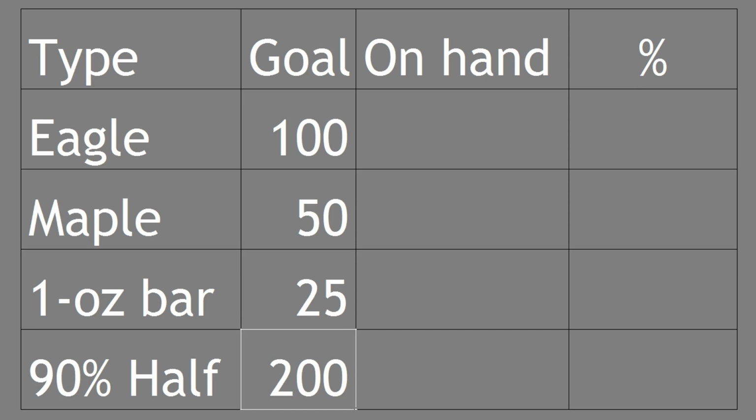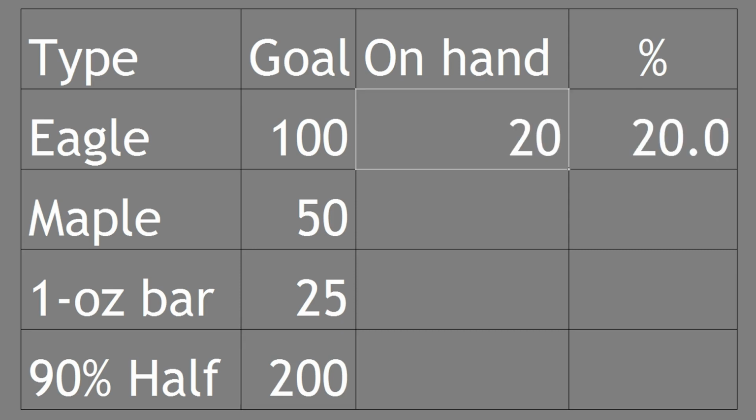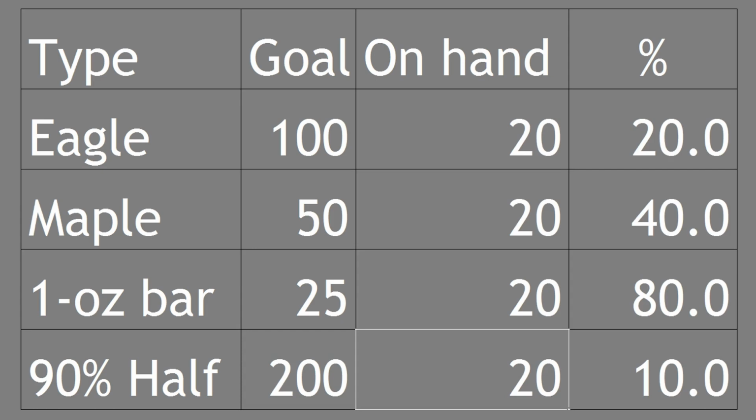Now let's say I start my stack by purchasing 20 of each. This means the percentages of the 4 types I have will not be equal. And it will be these percentages which drive me to my next silver purchase.